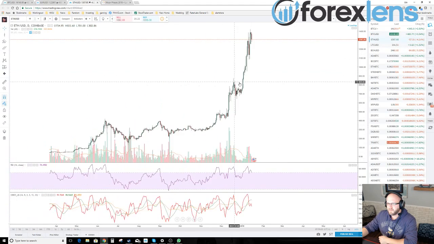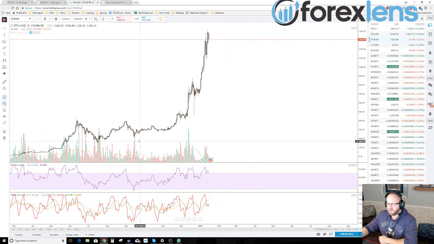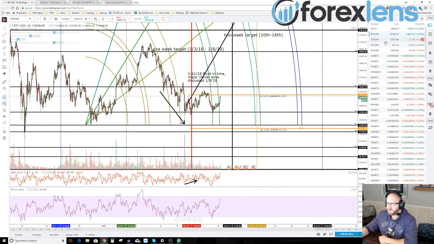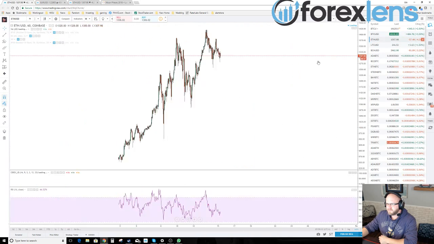Ethereum. It has had a parabolic move. It should have a pullback. Let's go over here. Ethereum.